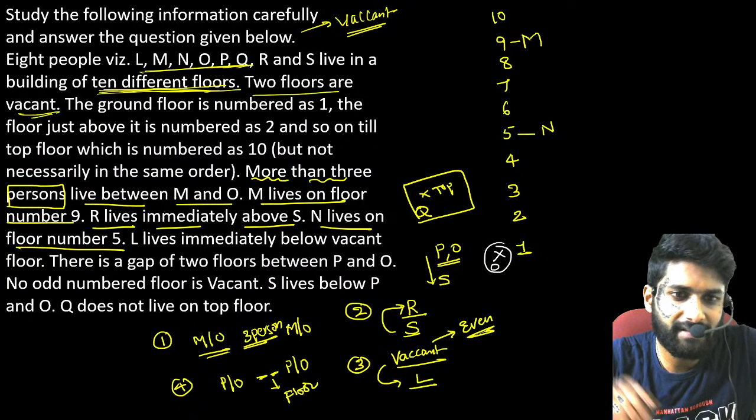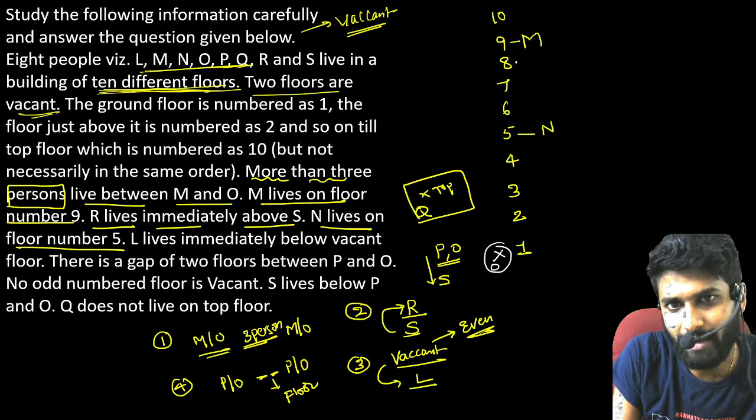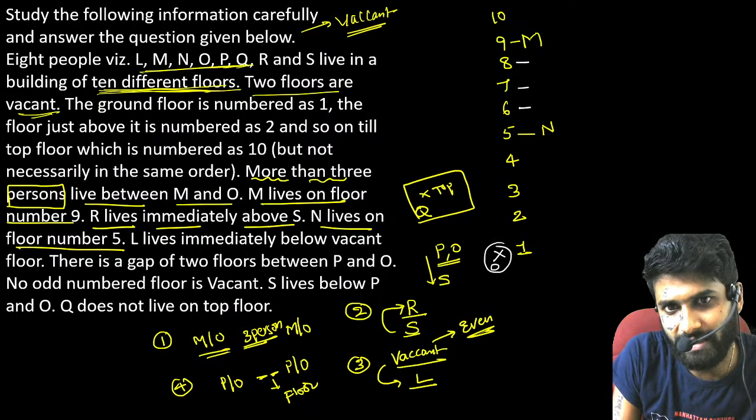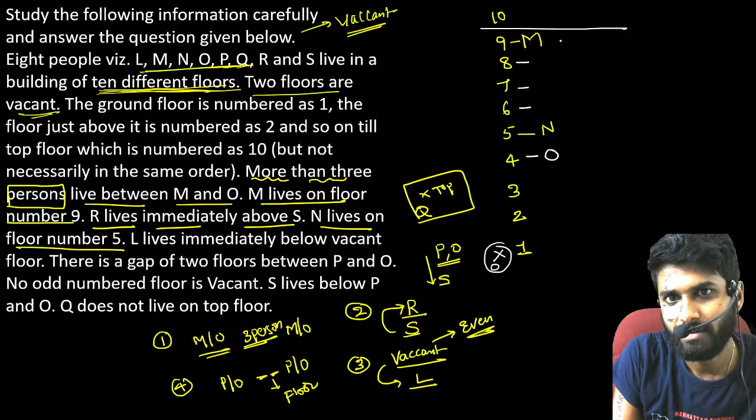And more than 3 persons between M and O. More than 3 persons between M and O. Then see, more than three. First possibility, you can place O here. See guys, we have a number of possibilities. Just see that.